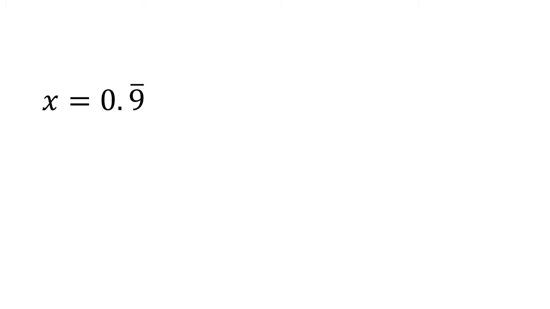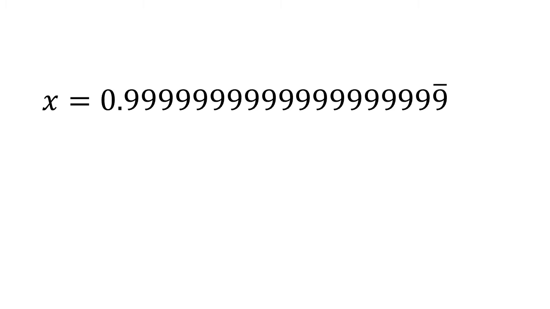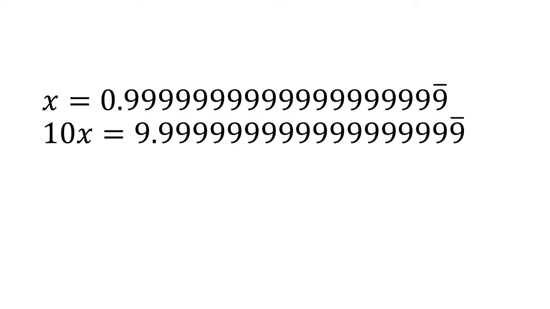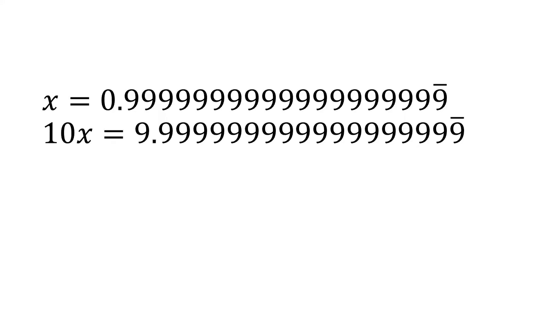Let me define a variable. Let me say x equals 0.9 repeating. So x equals 0.999 on off to infinity. So if x is 0.9 repeating, that means that 10x is 9.9 repeating. That should be fairly obvious. You multiply a decimal by 10, you just move the decimal once to the right. So if x is 0.9 repeating, 10x would be 9.9 repeating.